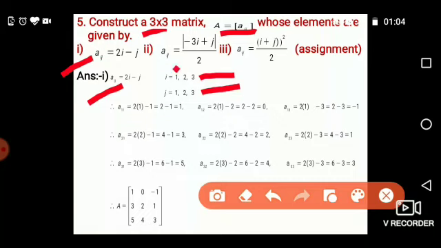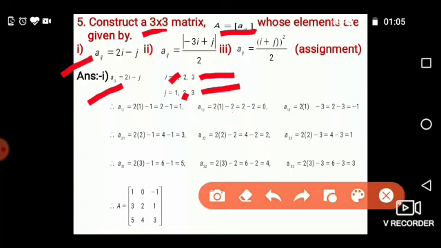I is 1, J is 1. We'll get an element A11. 2 ones are 2 minus 1, which is 1. If I is 1, J is 2, we'll get an element A12. Therefore 2 ones are 2 minus 2, we'll get an element 0.